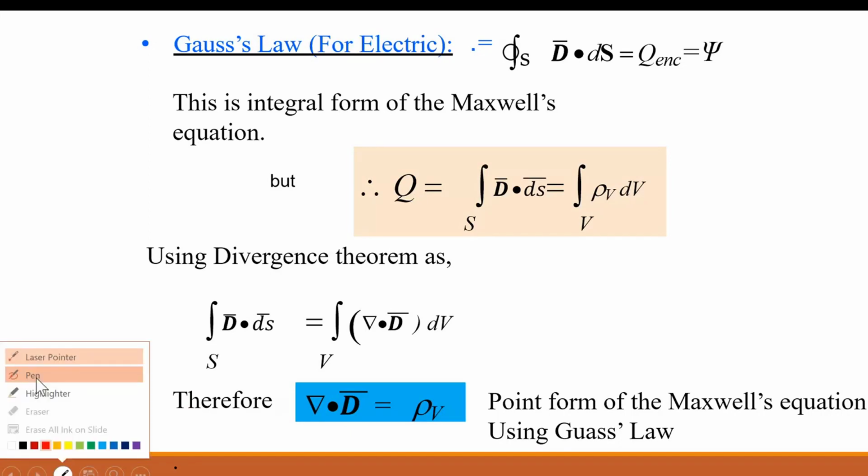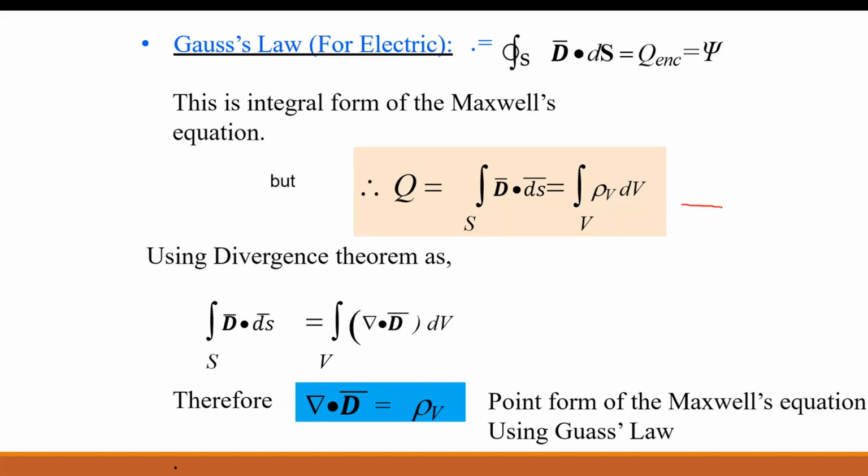Now, in equation number 2 and equation number 3, if we equate their right hand sides, then what we get? Volume integration of rho v dv is equal to volume integration of del dot D into dv. So if you remove the integration, the remaining quantities are del dot D bar is equal to rho v. So this is the point form of Maxwell's equation derived from Gauss law for steady electric field. Okay, so this is the third equation, and now let us move to the next point.